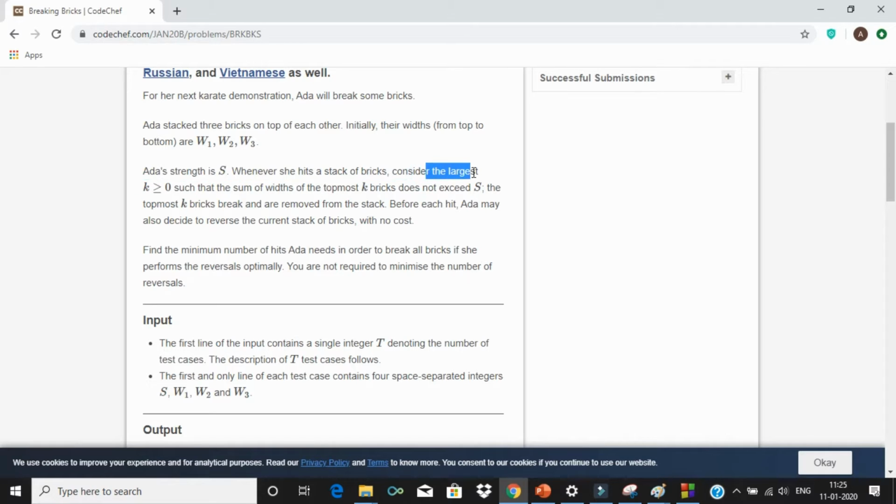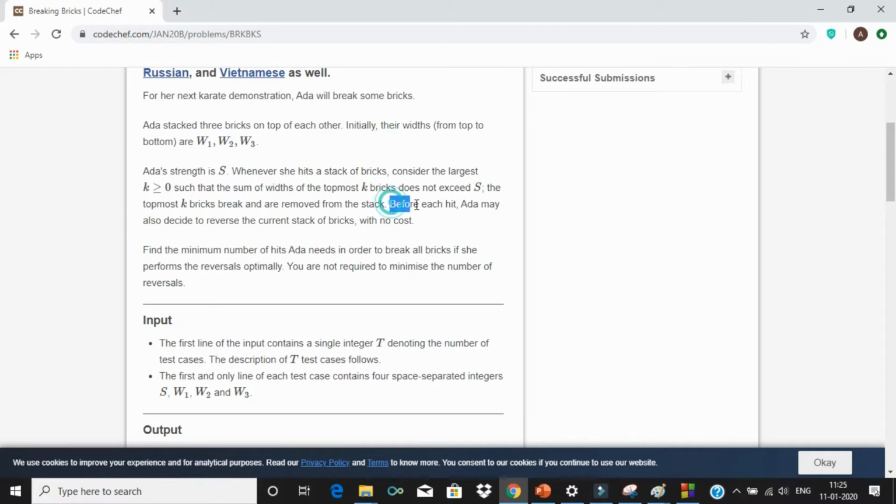Consider the largest k greater than or equal to 0 such that the sum of widths of the topmost k bricks does not exceed capital S. That means the topmost bricks which Ada is going to hit will all break if their sum of width is less than or equal to capital S. That is the strength of Ada. So this is what this question says.